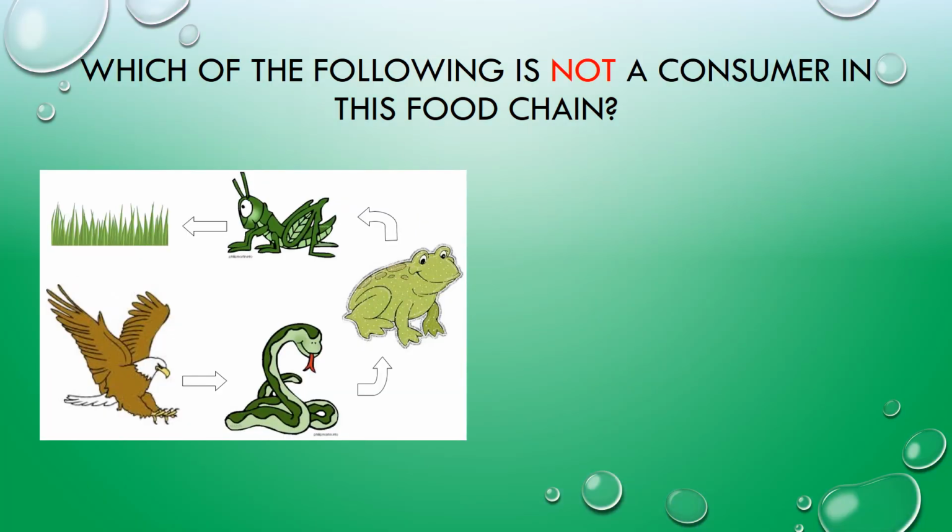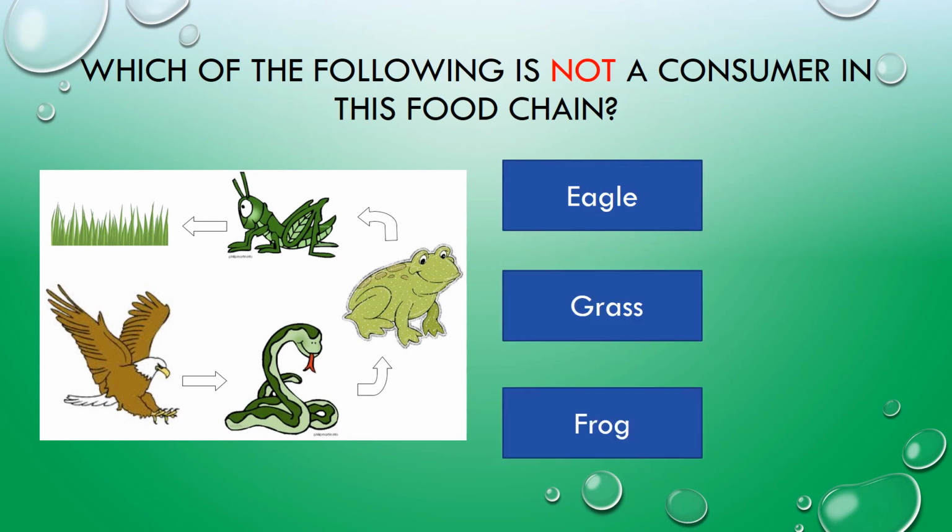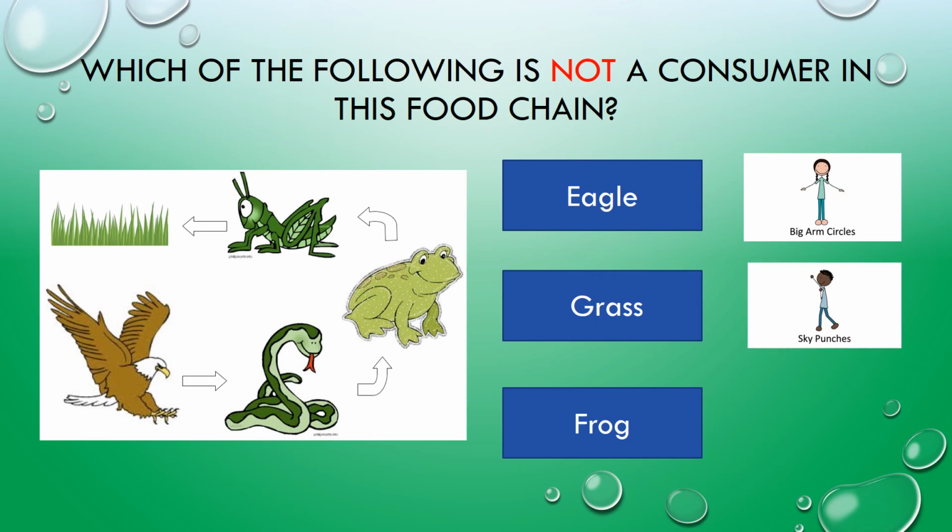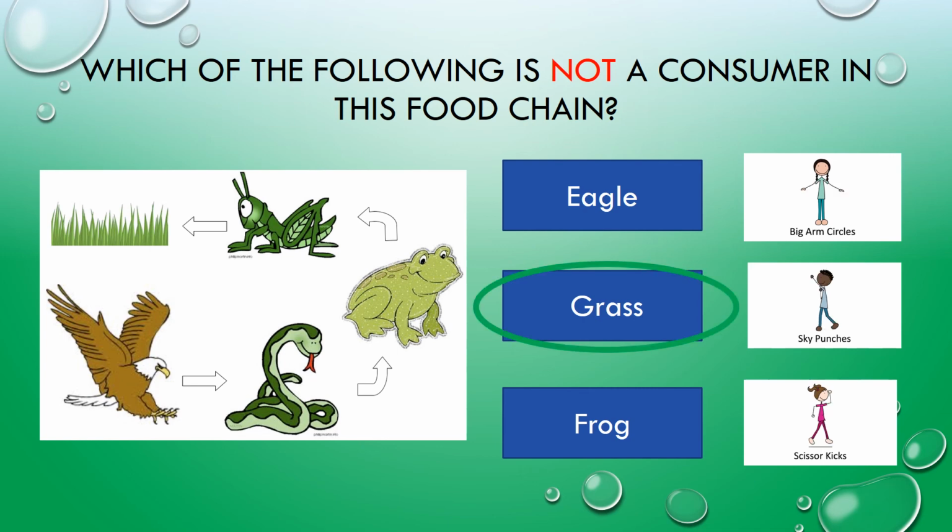Take a look at this food chain. Which of the following is not a consumer in this food chain? The eagle, the grass, or the frog? If you think it's eagle, you're going to do arm circles. Grass, you're going to do sky punches. And frog, you're going to do scissor kicks. Ready? Begin. And stop. In this food chain, the grass is not a consumer. Grass is never a consumer. It is always a producer because it creates its own food.